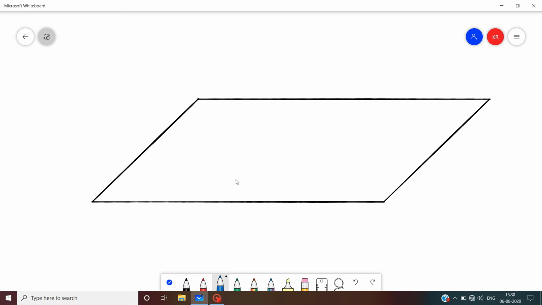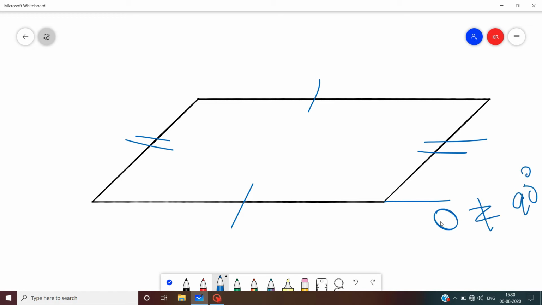A parallelogram is also a quadrilateral whose two sides are equal and parallel, and the opposite sides are also equal and parallel, but they are not subtended with right angles. They are subtended with angles which are not equal to 90 degrees. So from this, if I name this side A, it will be A. If I name this side B, this will be B.